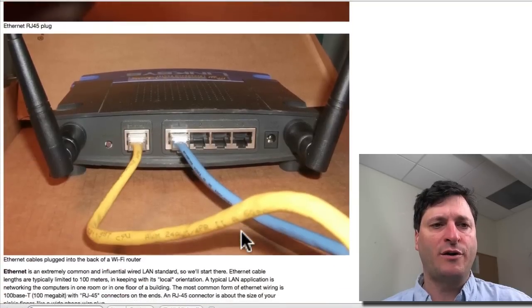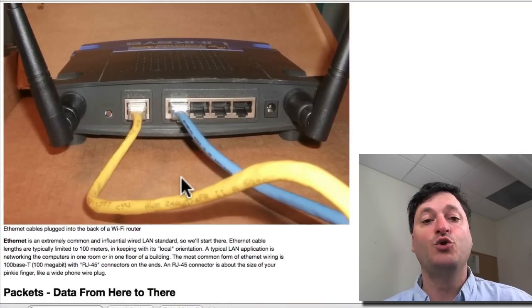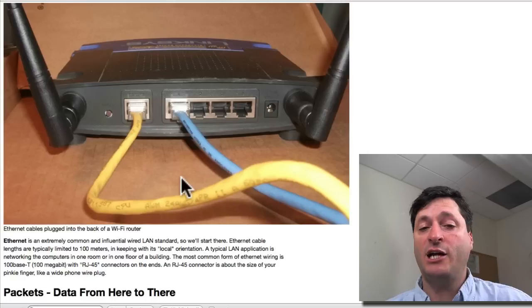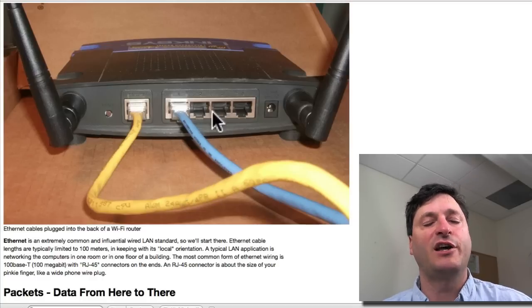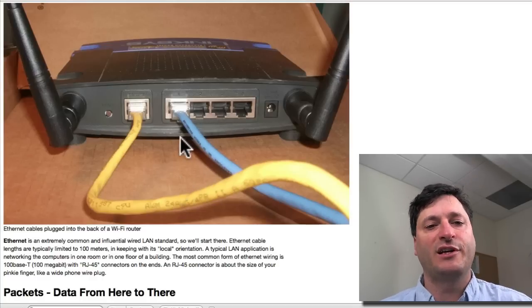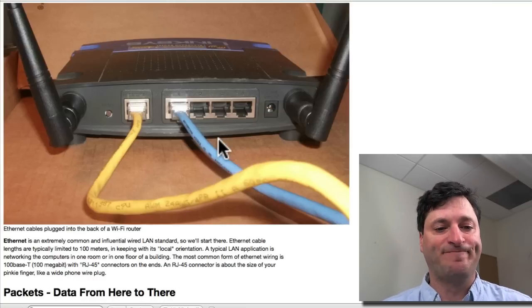Here's a picture of a wireless router, just so you can see the two Ethernet cables going into the back. If you've got a computer or something that you're going to use Ethernet with, it's going to have this kind of plug in the back, and at some point you end up plugging this Ethernet jack in there. So that's what that is.